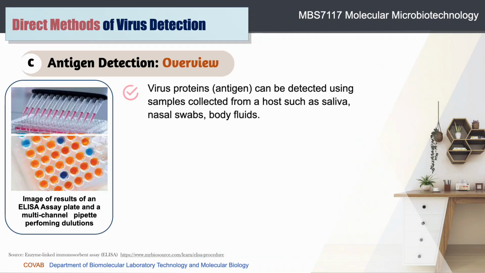Our third method is antigen detection. Virus proteins, which are antigens, can be detected in samples from the host. The samples may be saliva, nasal swabs, body fluids, among others. This picture shows a common method of antigen detection, which is an ELISA assay.